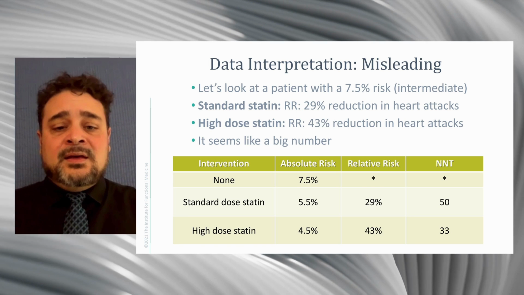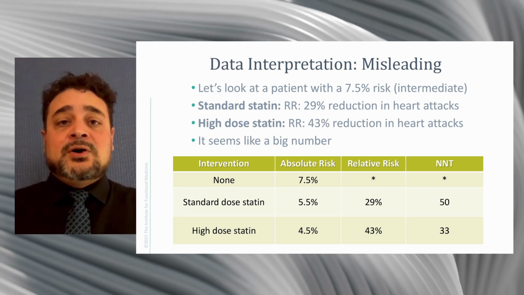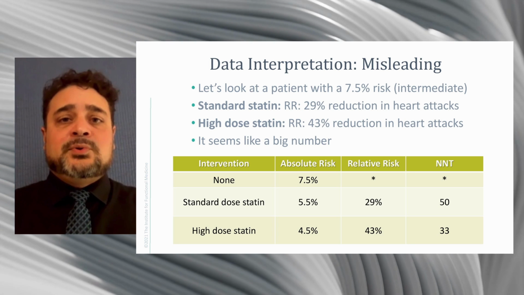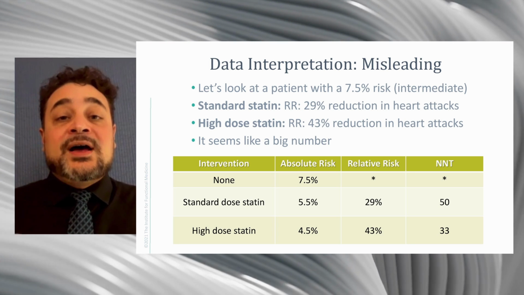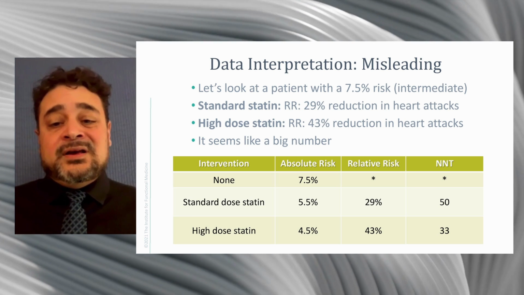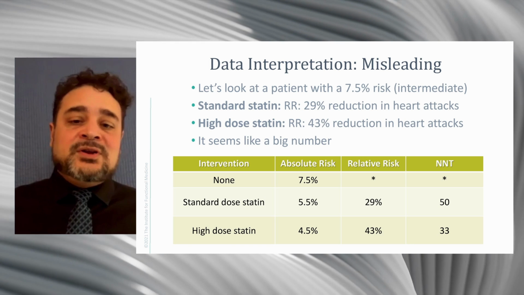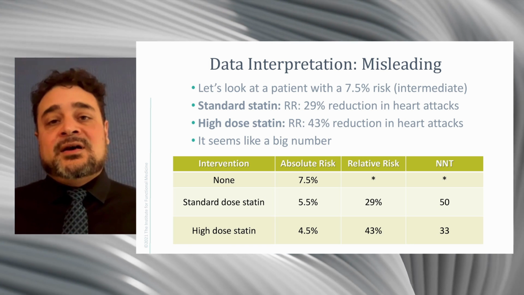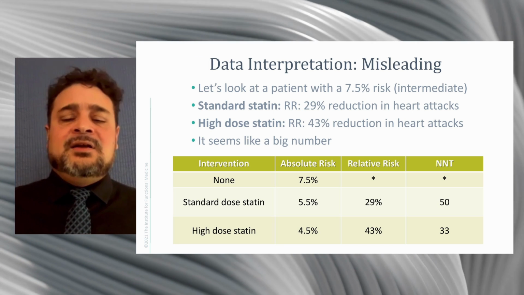Like I said, it seems like a big number, but look at the chart here. If he's on a standard dose statin, his risk will go from 7.5% to 5.5%. That's only a 2% difference. But his relative risk, statin versus no statin at all, is 29%. So it's 29% different. So when you say you have a 29% reduction, it means something completely different.